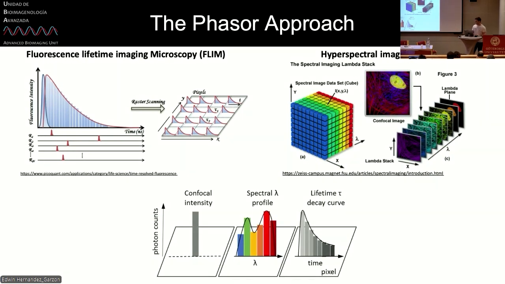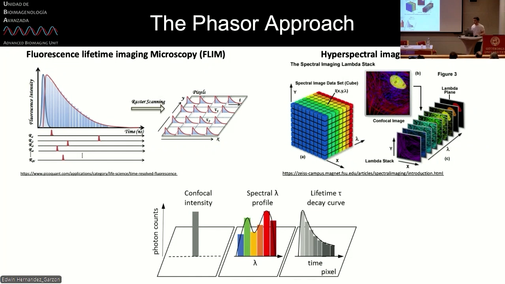So this talk I'm going to split into parts. First, I'm going to present the Phasor approach very quickly, how we use it, and then I'm going to present the library, which is the project I am working on, and the library we are developing at the unit. So the Phasor approach, it's a kind of mathematical analysis that we mainly use in these 2 kinds of signal, which is fluorescent lifetime imaging and hyperspectral imaging.